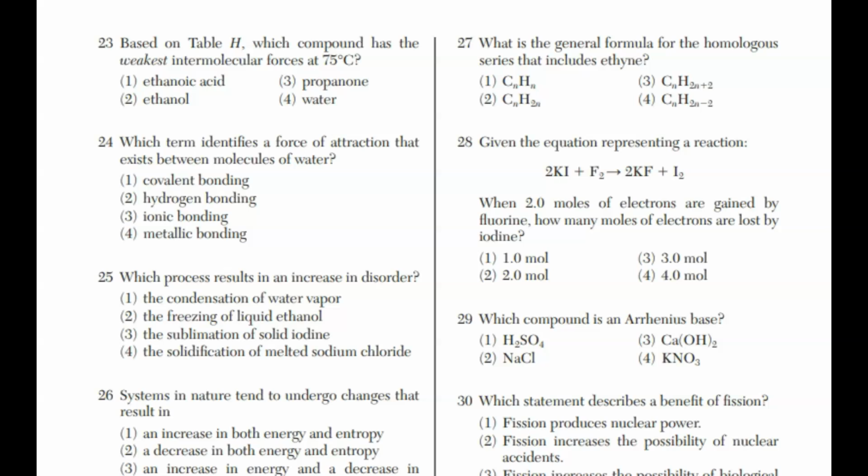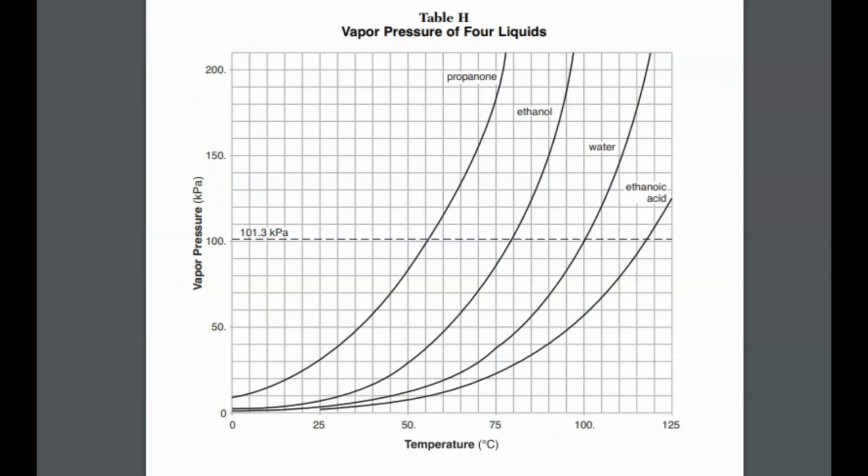Based on Table H, which compound has the weakest intermolecular forces at 75 degrees Celsius? Weakest intermolecular forces means that they're not going to have a strong attraction molecule to molecule. Let's go to Table H and I'll explain. As you can see here, we're looking at the vapor pressure of only 4 liquids. And what do we have?